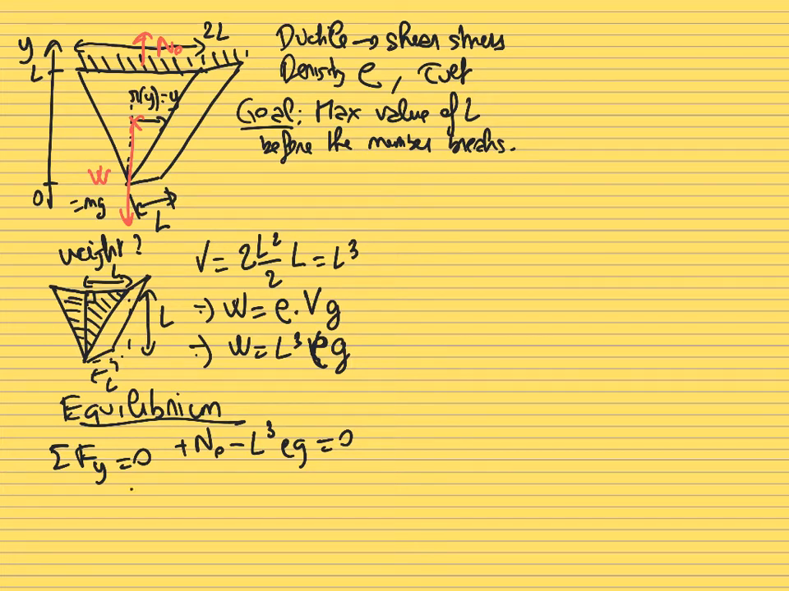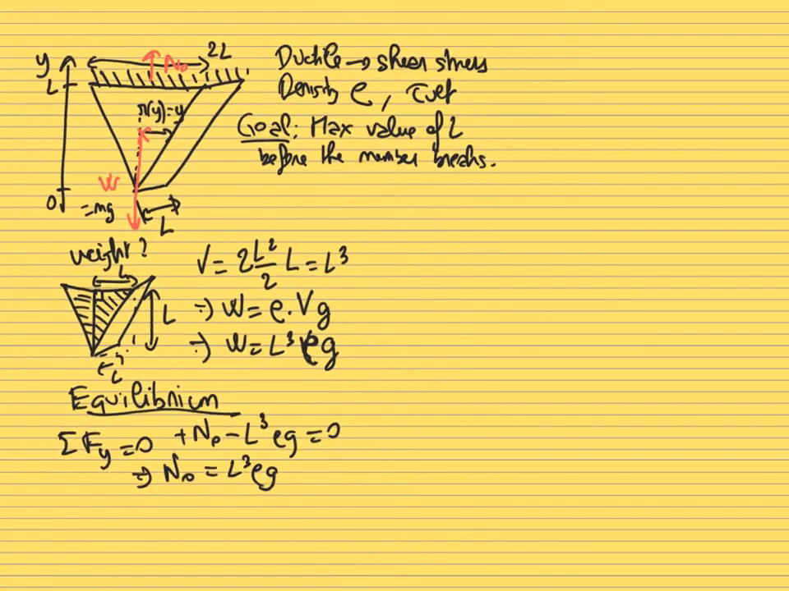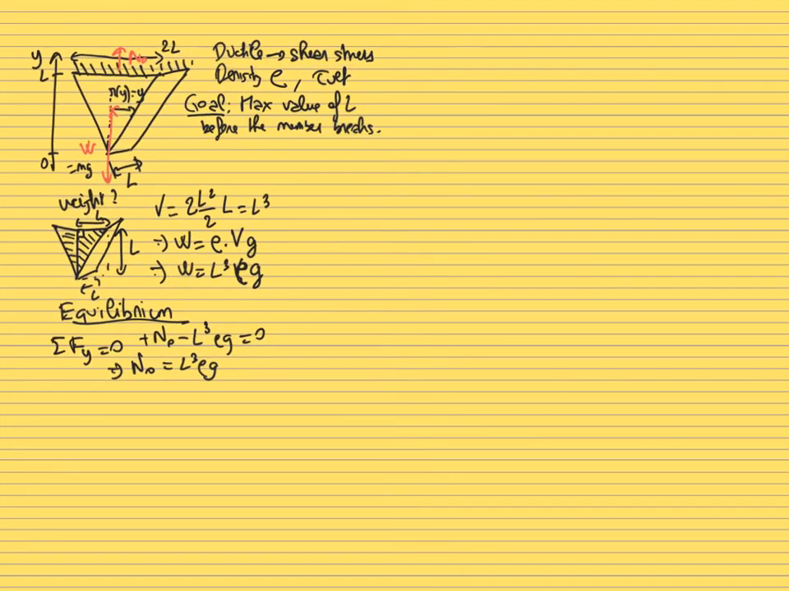So we find that the unknown is equal to L cubed rho g, which is the value of the total weight of this member. Then the next step is to use the method of sections to find the value of the internal load. So let me do that. Let's create a little bit of space.